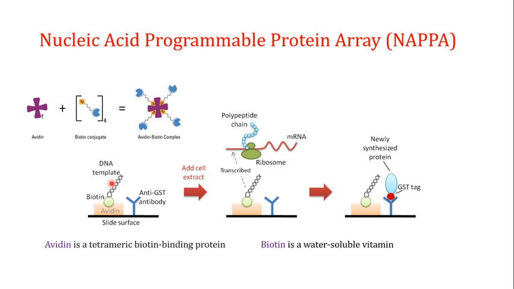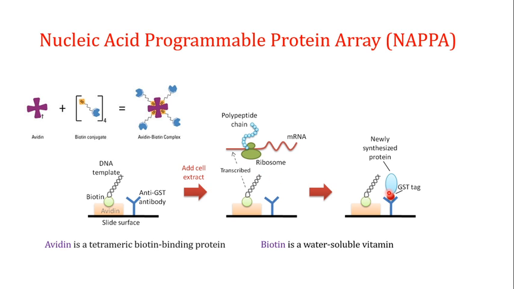So once you have immobilized your template DNA and attached the anti-GST antibody, the next thing you do is add the cell extract. The cell extract contains the transcription and translation machinery, so that is going to transcribe the template DNA, and once it is transcribed, the ribosome is going to translate that particular messenger RNA into the polypeptide chain. Now, as I've told you, this DNA template is coding for two things. One is your desired protein and the other one is part of the GST.